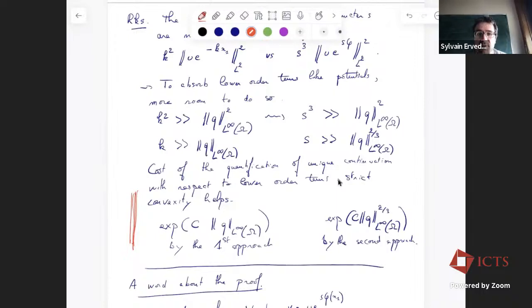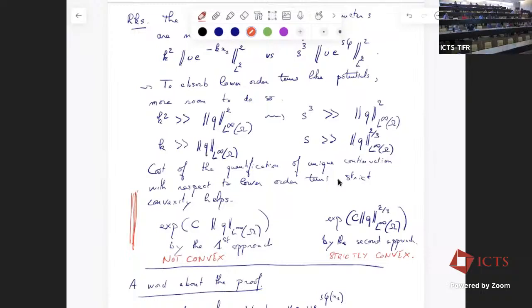you will see that the cost of the quantification of unique continuation, for instance, is not the same. So this is the not convex case, right? So this is the one you obtain with the linear weight, and this is the one you obtain with a strictly convex weight function, like x1 squared plus x1, something like that. So you see, just by using convexification, you can add the lower order terms, right? Yes. So this is for the lower order terms. So this is the zero order term.